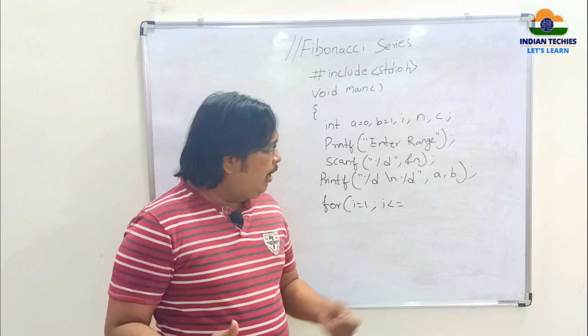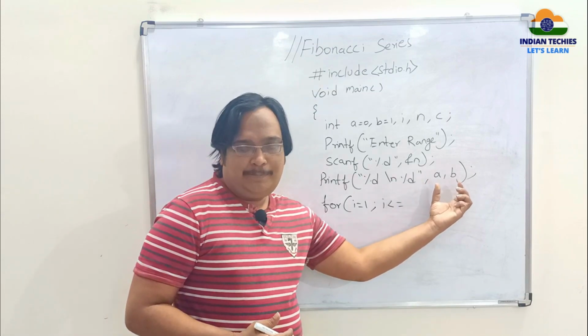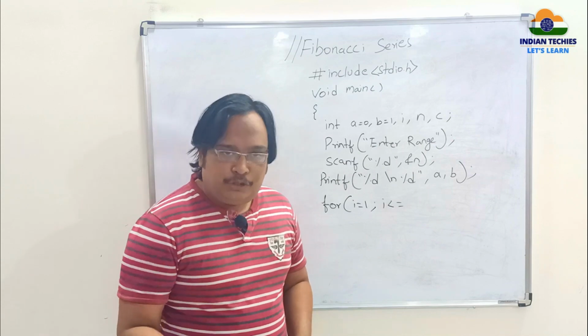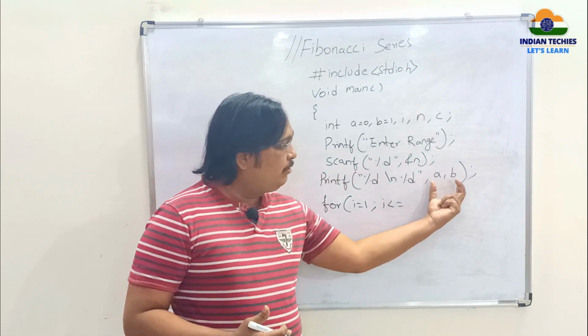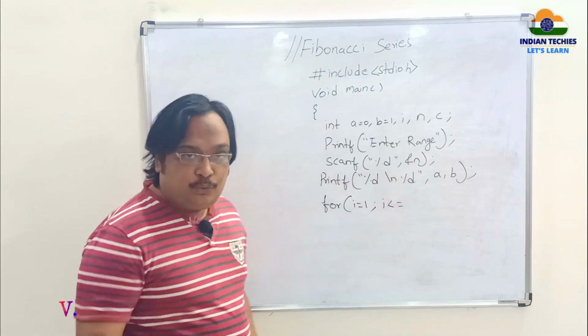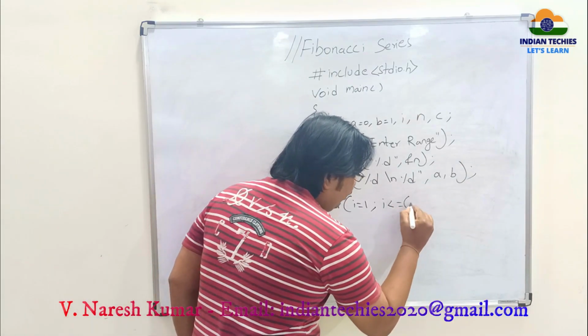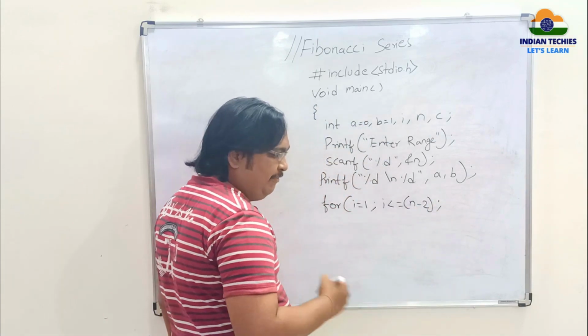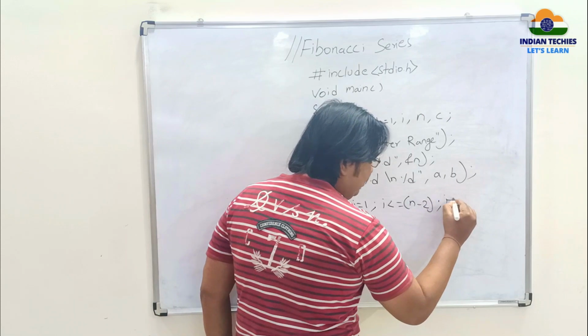If n is 20, out of 20, the first two values have already been printed, then you have to print 18 more. So how many values do you want to print? The first two values have already been printed, and you have to repeat the loop for n minus 2 times. So here you are going to write n minus 2. So you have to repeat every time, that many times. So i plus plus.